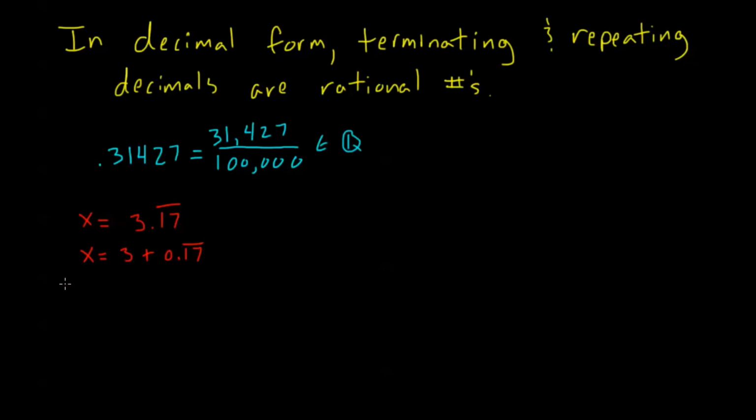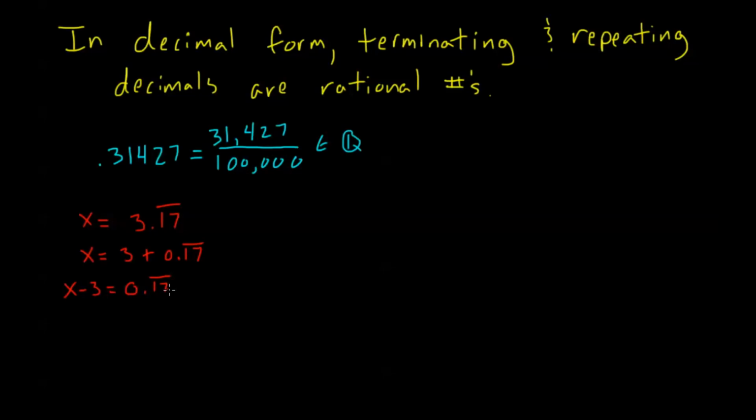Or in other words, x minus 3 is equal to 0.17 repeating. Okay. So now I want to manipulate this so I can try to figure out what x is. And the way that I'm going to do that is I'm going to pull out, however big the repeating is, I'm going to multiply both sides by something so that I pull out the first set of repeating digits.